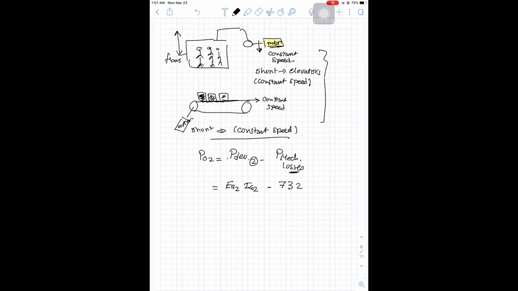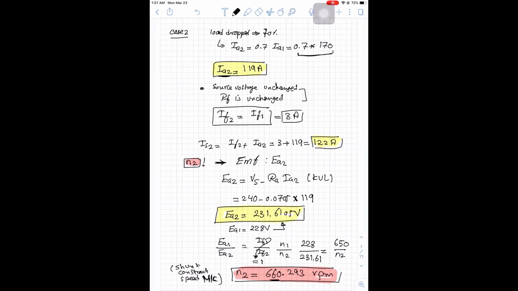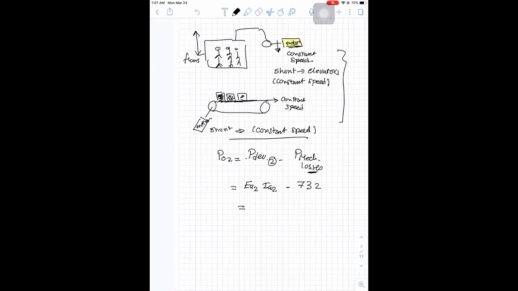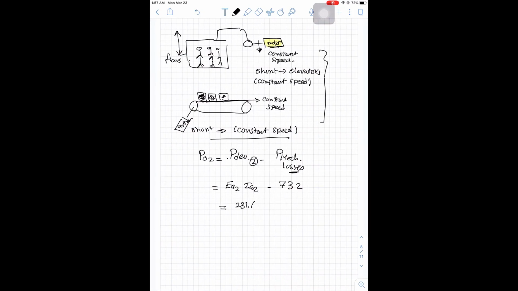We found EA2 to be 231.61, and I armature 2 is 119, minus 732. So we can get P output 2, which is 26829.65 watt. So we can get the second output power.